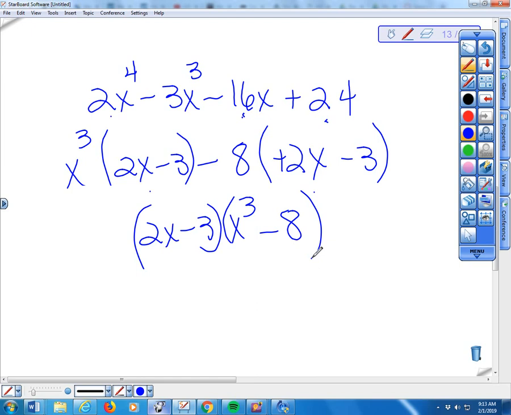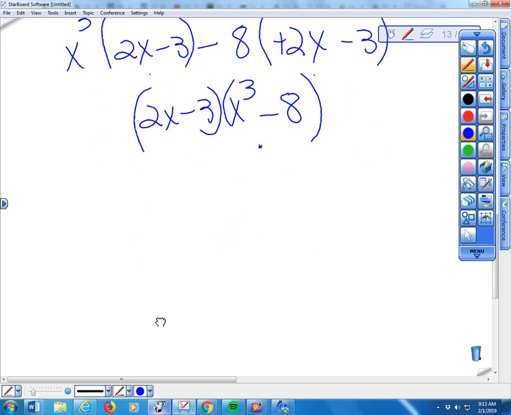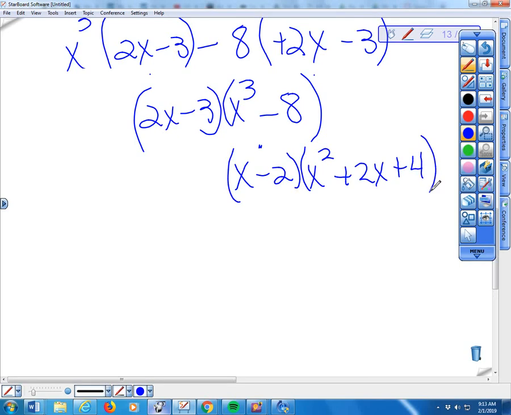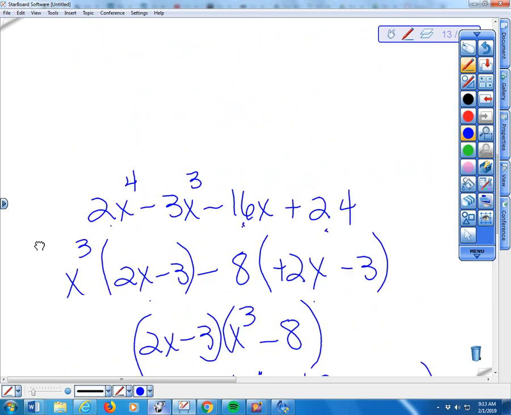Sweet. And now I can look at this. What is this? Difference of cubes. So I can factor this: 2x minus 2, x squared plus 2x plus 4. And then I still have this 2x minus 3. So I just completely factored this expression.